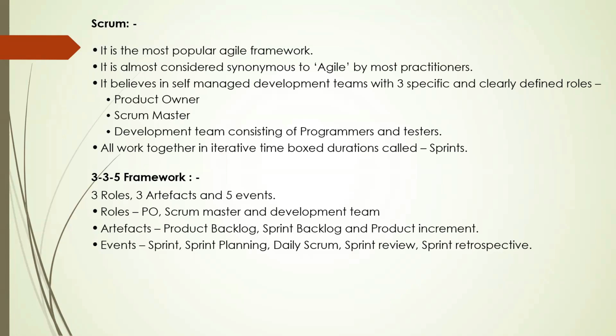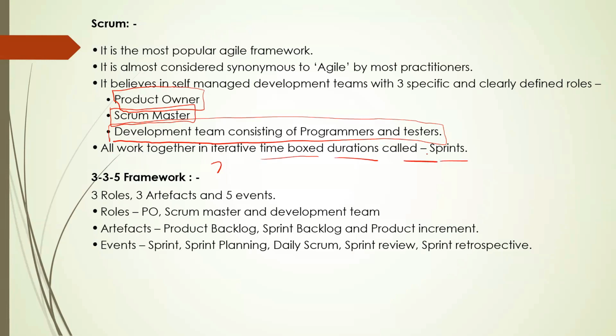Now, in Scrum, what kind of roles we have, what it calls, what other things are in Scrum, we will see. First of all, Scrum believes in what? In self-managed development teams with three specific and clearly defined roles. What are these roles? First role is the product owner. Second role is the Scrum Master. Third role is the development team and consists of programmers and testers. All work together in an iterative time-boxed duration called a sprint.